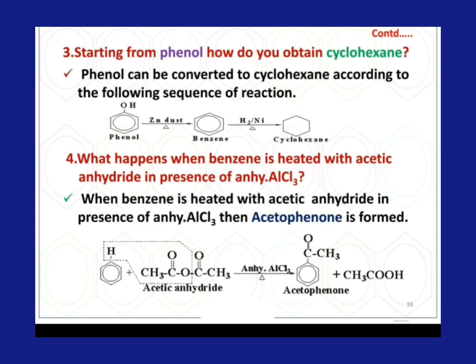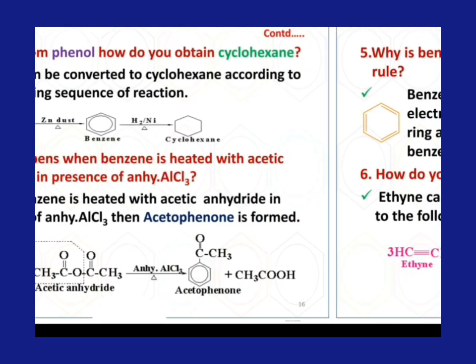What happens when benzene is heated with acetic anhydride in the presence of anhydrous AlCl3? When benzene is heated with acetic anhydride in the presence of anhydrous AlCl3, then acetophenone is formed. Like in the benzene structure, we added the acetic anhydride. In the presence of anhydrous AlCl3, we get acetophenone, with CH3COOH as a by-product.